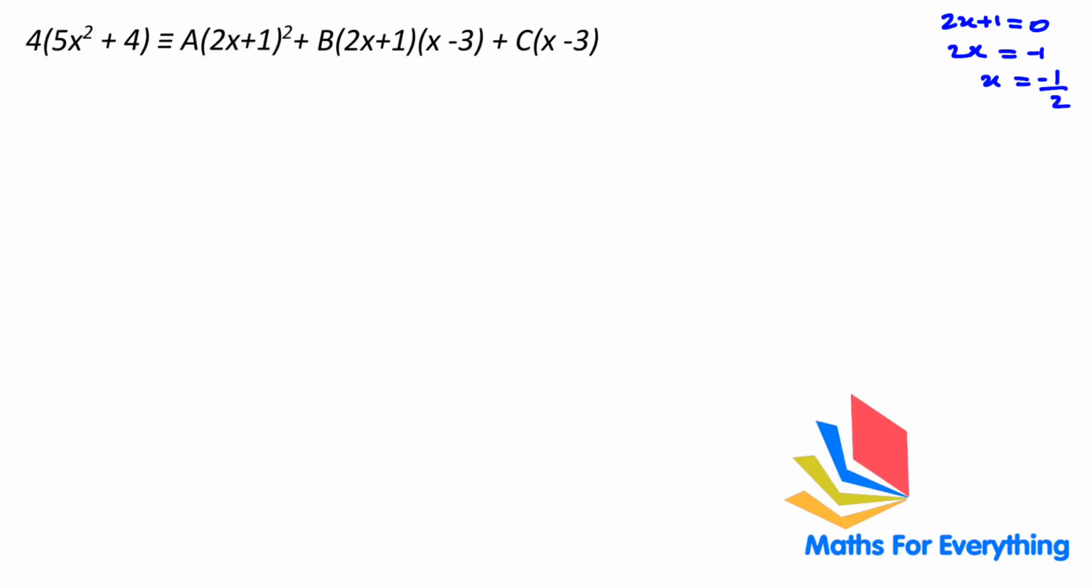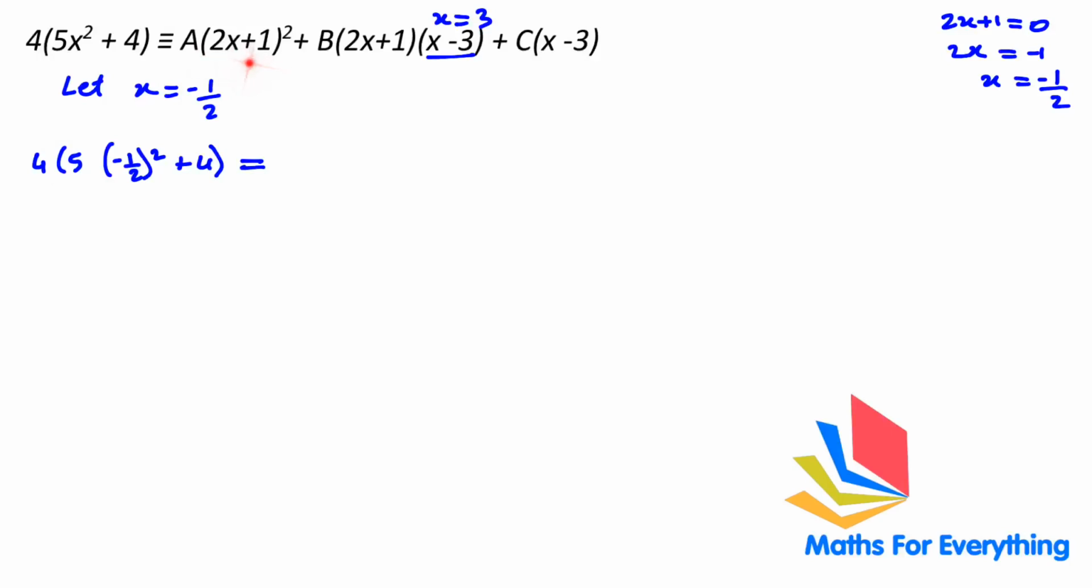So the first value of x we will use is, let x equal negative half. The other we have is x minus 3. So we can use x is equal to 3. So wherever there is x, we'll substitute negative half. We'll substitute negative half in this equation. Remember to put the brackets properly.